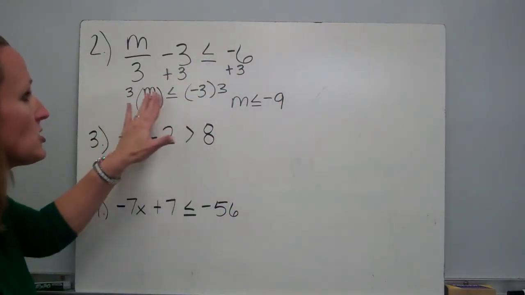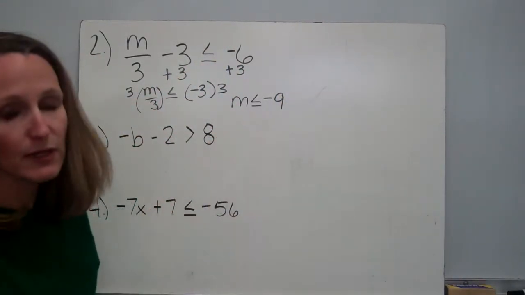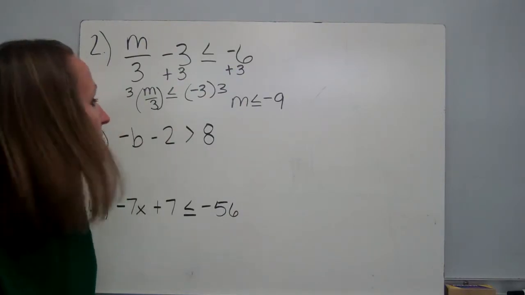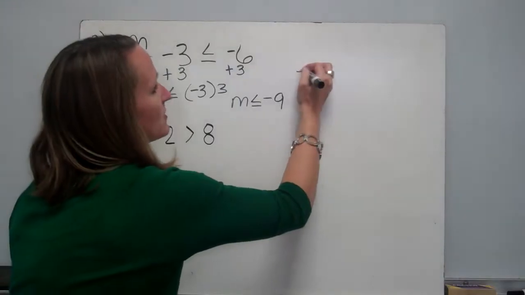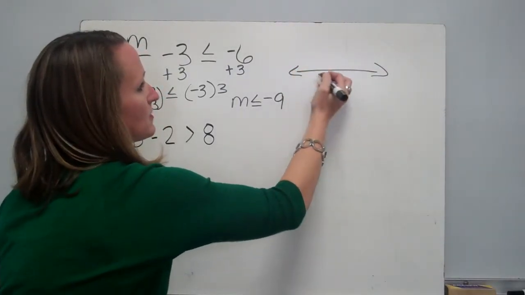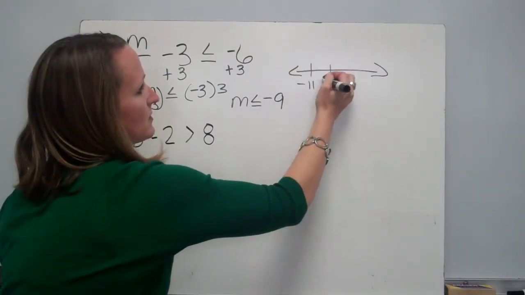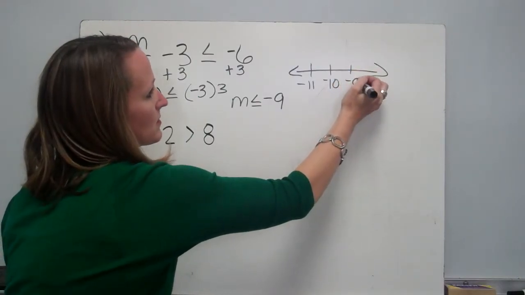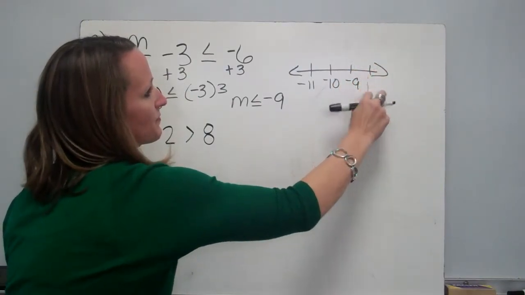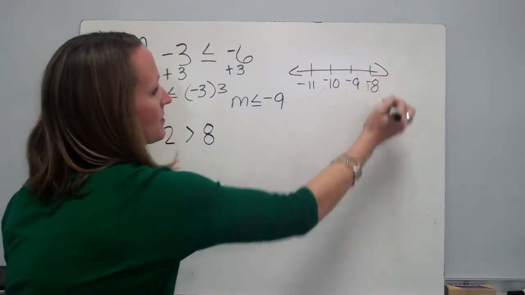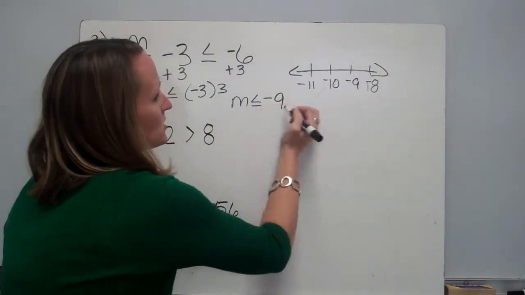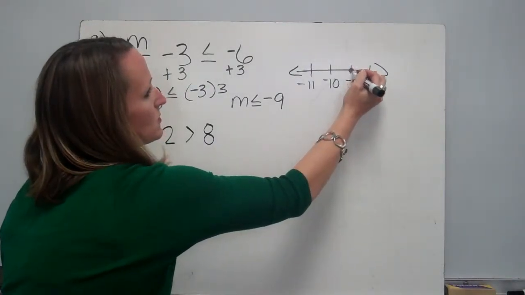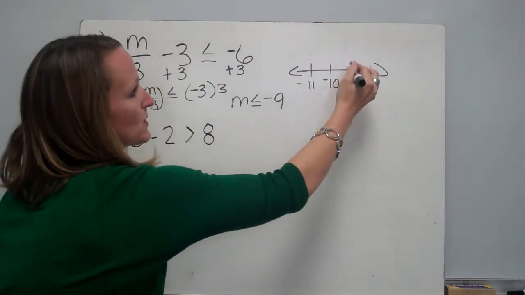So I had negatives throughout, but I was not required to flip that sign because it was not the one I multiplied or divided by. Let's finish it out by graphing it. 11, 10, negative 8. My answer was m is less than or equal to negative 9. So again, closed circle, graphing this way.